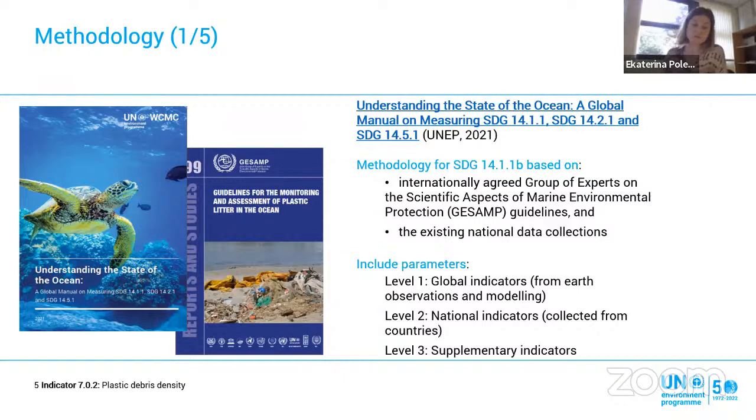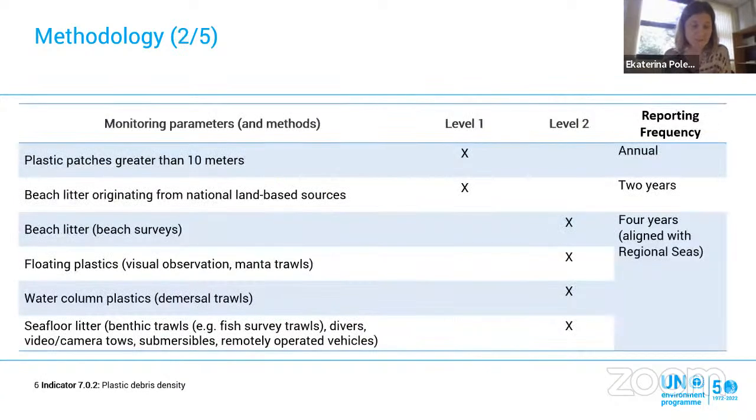According to the methodology, 2 levels of indicators are recommended with an optional source level for relevant countries. Level 1 reflects global indicators that are based on globally available data from Earth observation and modeling. Level 2 reflects national indicators that are based on national data, which will be collected from countries through the relevant regional seas program. Next slide, please.